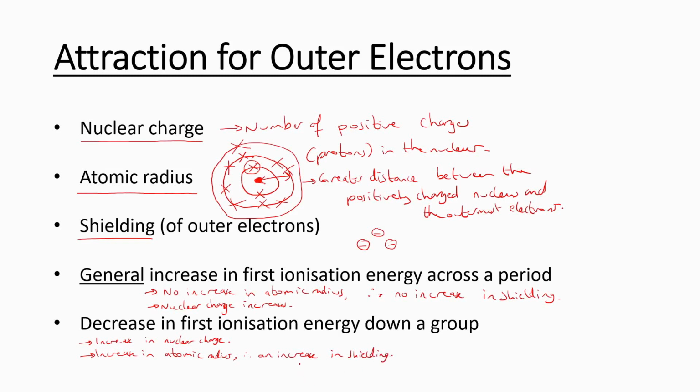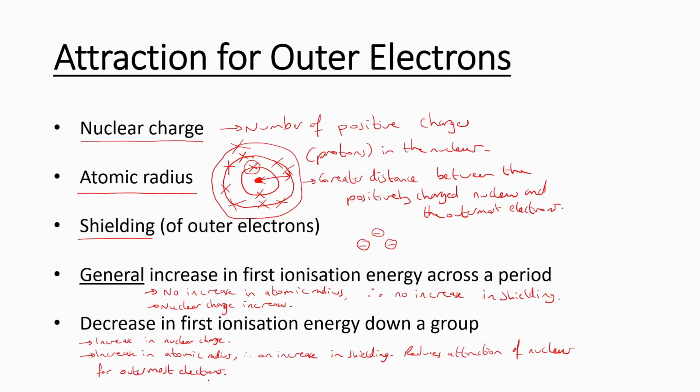Okay, so we've got two opposing factors. The increase in nuclear charge should increase the attraction between the nucleus and the outermost electrons, and it should increase the first ionization energy. We don't see that. We see a decrease in first ionization energy as we go down the group. But there is an increase in atomic radius and an increase in shielding. What this does is that this reduces the attraction of the nucleus for the outermost electrons.